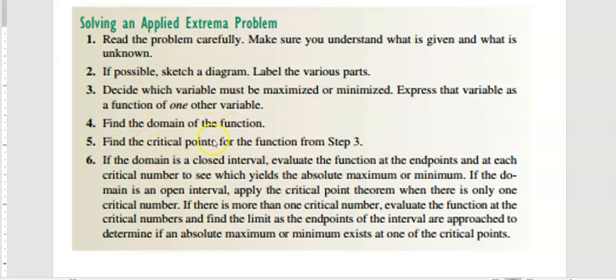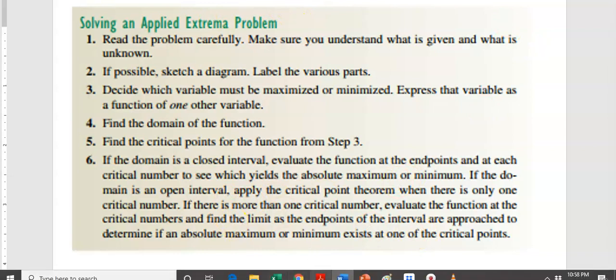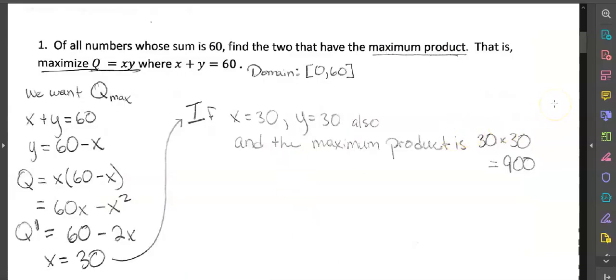Then you want to find your critical points, because remember from 6.1, you're going to have a maximum or a minimum either at your endpoints of a closed interval or at the critical points on your given interval. So you want to find your critical points as well as looking at your endpoints to see what the max or the minimum is. And then, of course, 6 is just reminding you to go back and apply the extreme value theorem if you have a closed interval versus an open interval, and so forth. So that's there for you to read, to just keep in mind. So now let's get into the actual problems.